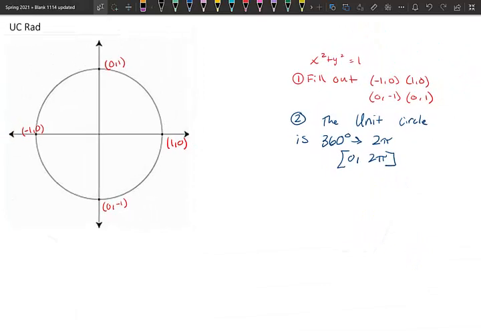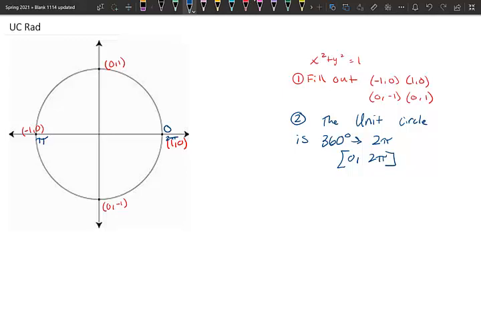Our second step is to know that the unit circle is 360 degrees, meaning 0 to 2 pi. So it goes 0 to 2 pi, the whole unit circle. If we travel halfway along the unit circle, half of 2 is just 1 pi. So right here we have pi.